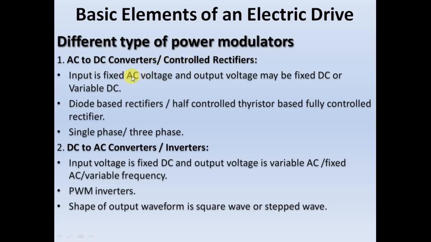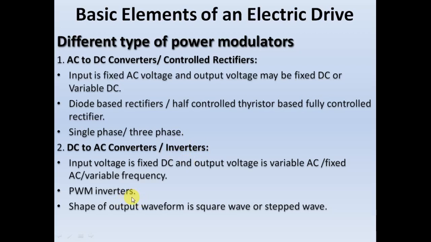In this power modulator, the input will be a fixed AC voltage and the output will be a variable DC supply. If we are using diode based rectifiers, then the output will be constant. Whereas if we are using controlled rectifiers, the devices used will be either SCRs or MOSFETs or IGBTs. Then the output will be variable DC in nature. The next type of power modulator is DC to AC converters. In this case, the input will be a fixed DC and the output which we obtain is a variable AC. These are also called inverters.